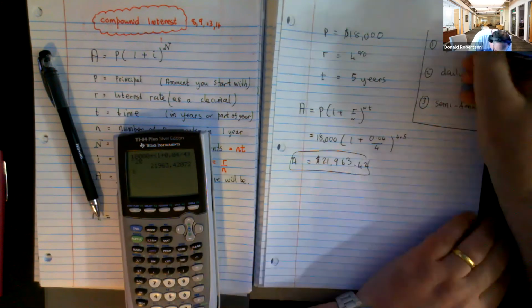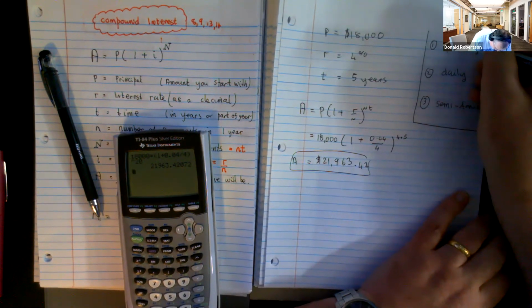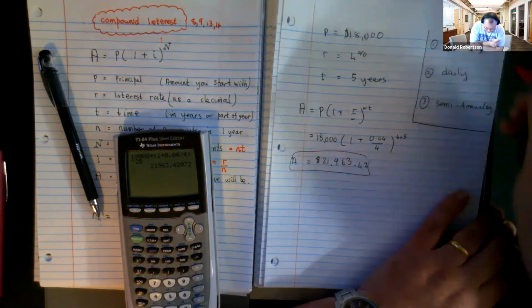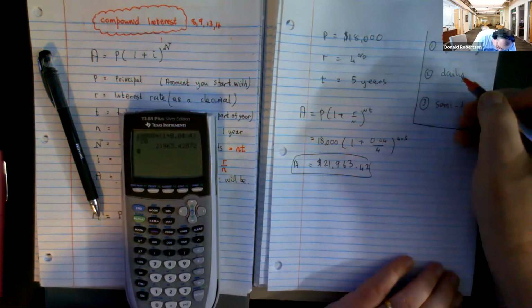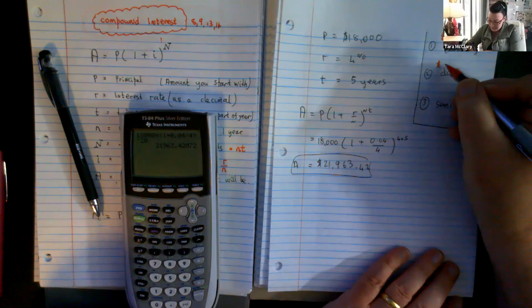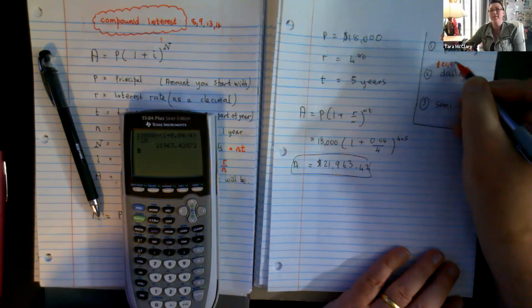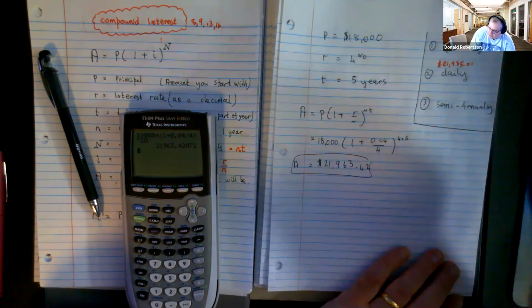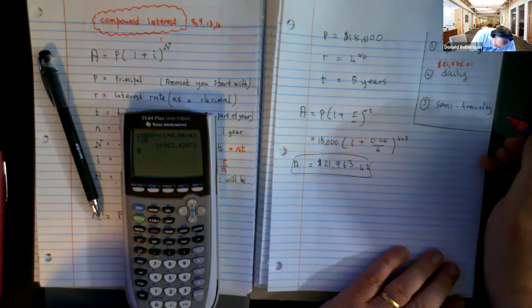Now, the quarterly answer was $21,963.42. Did anybody do the daily one? Okay, give me the number for the daily one. The daily one was 21,985.01 rounded. Okay, does that look good for anybody else who did daily? Okay, anybody do the same annually? That's twice a year.